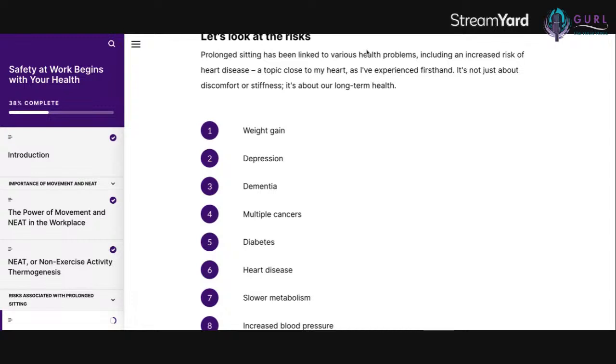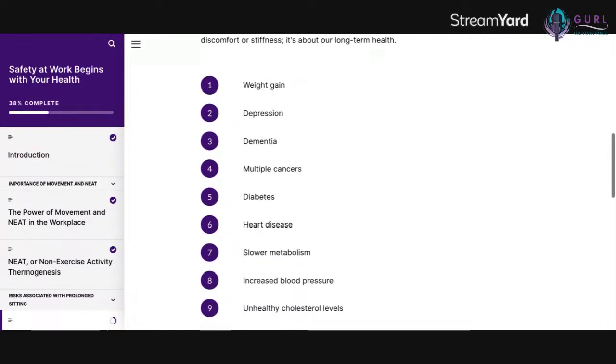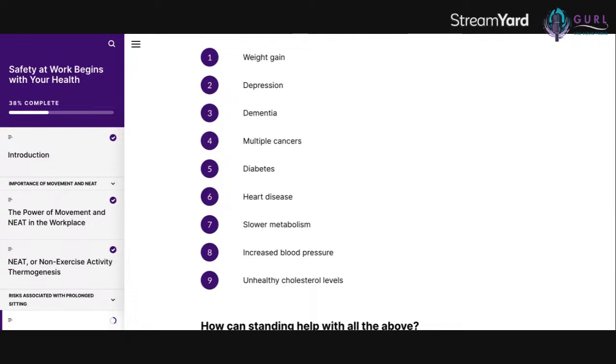So looking at the risk, prolonged sitting has been linked to various health problems, including an increased risk of heart disease, a topic close to my heart as I've experienced firsthand. It's not just about discomfort or stiffness, it's about our long term health. So these are the risks: weight gain, depression, dementia, multiple cancers, diabetes, heart disease, slower metabolism, increased blood pressure, and unhealthy cholesterol levels. It makes you wonder, doesn't it?